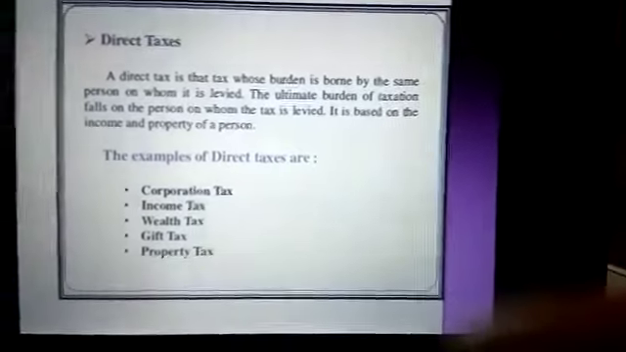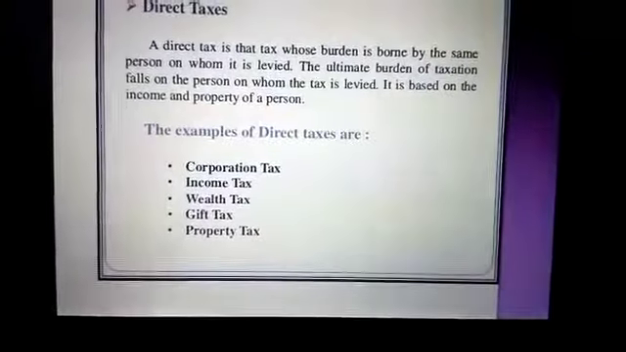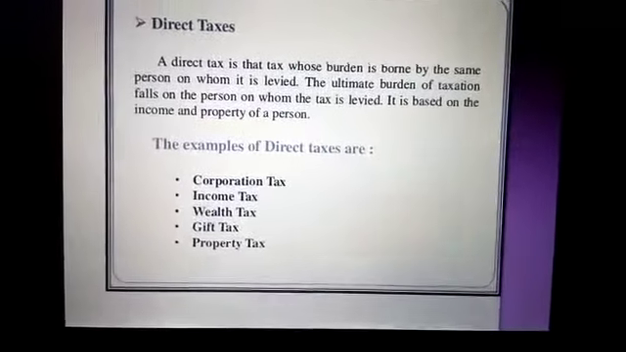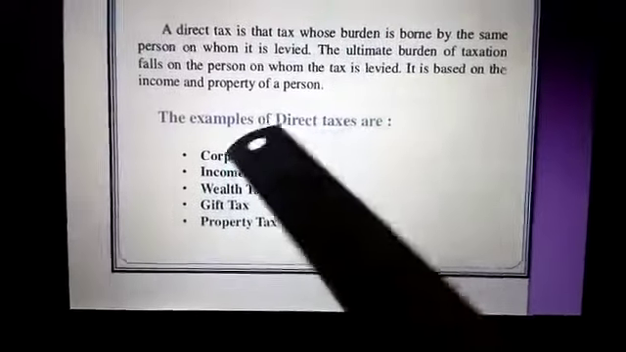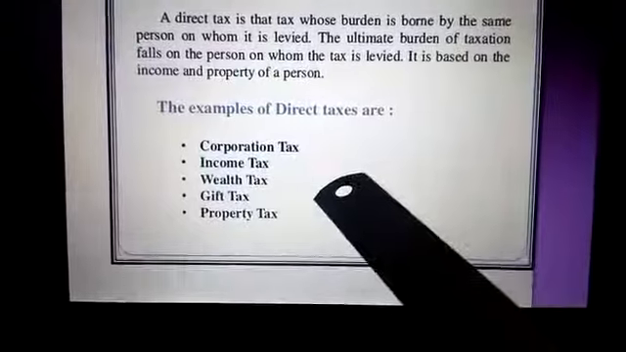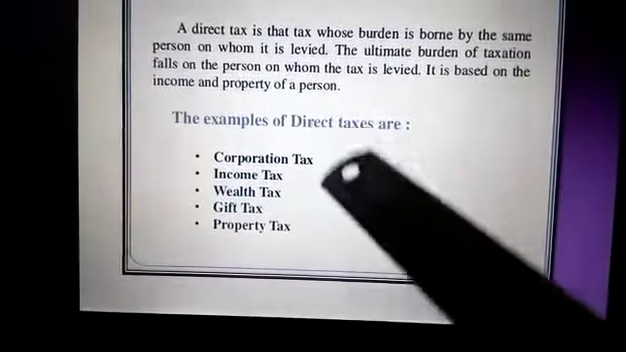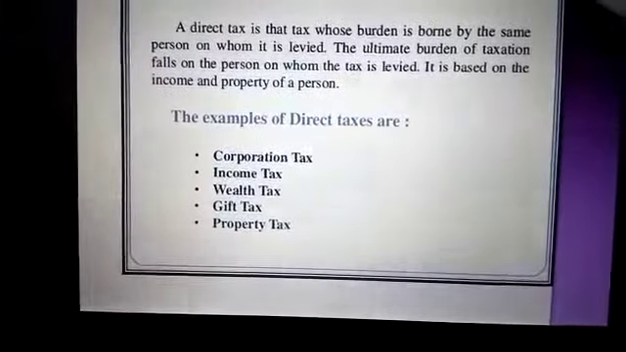Direct tax is a tax whose burden is borne by the same person on whom it is levied. The ultimate burden of the taxation falls on the person on whom it is levied. It is basically charged on income and property. Examples of direct tax are corporation tax, income tax, wealth tax, gift tax, property tax, etc.